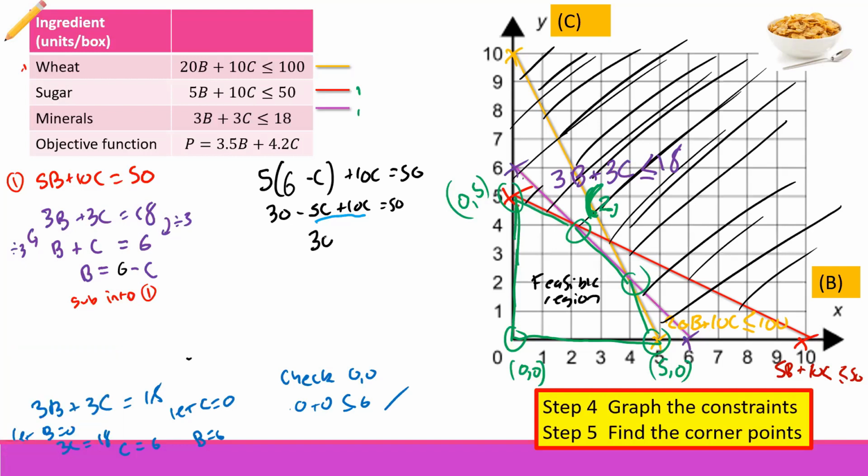So that would mean that 30 plus 5C equals 50. 5C equals 20. C equals 4. And because B equals 6 take away C, B equals 2, which means that this point here is 2, 4. And that's just one of the corner points. We're going to do one more corner point.